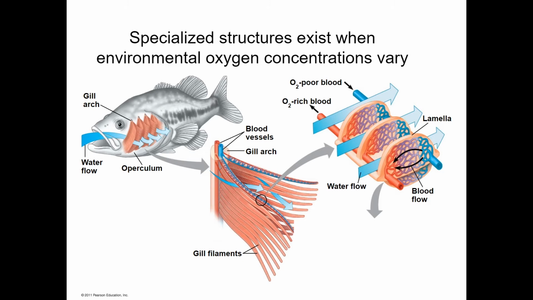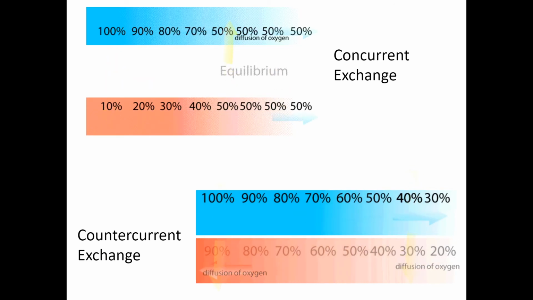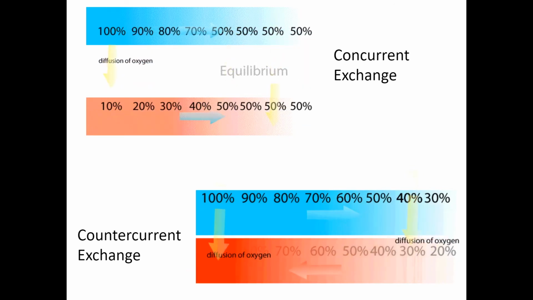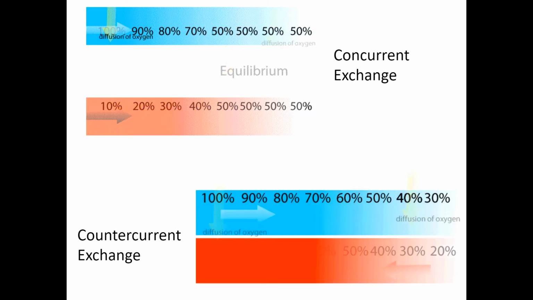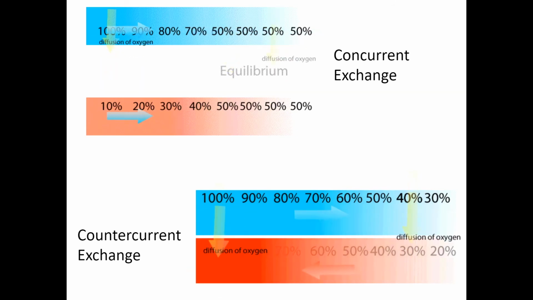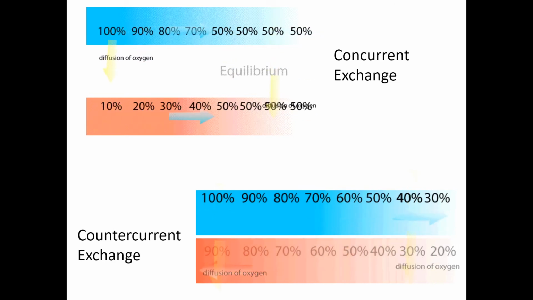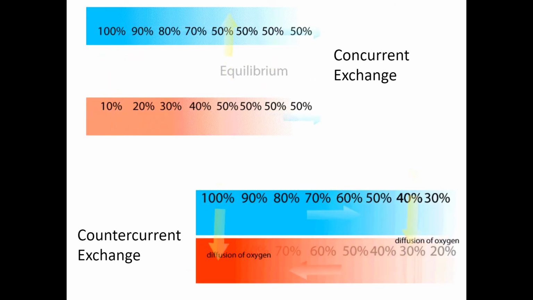To do this, they utilize an amazing combination of anatomical surface area expansion through filaments and flowing of blood and water in opposite directions. Why flow blood and water in opposite directions, you ask? Well, that's a wonderful question, and the answer has to do with diffusion of gases. Fish respiration could accomplish gas exchange either by flowing blood and water in the same direction, called a concurrent flow, or flowing those two fluids in opposite directions, called a countercurrent flow.